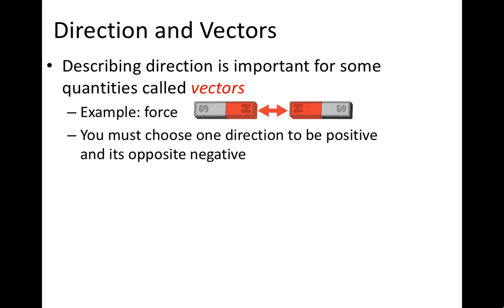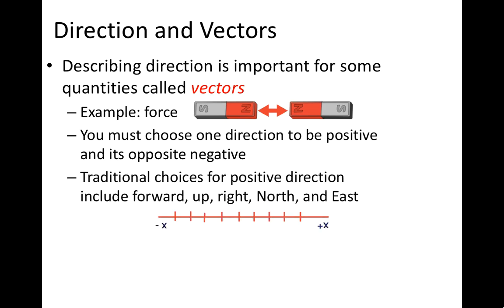When describing the direction of a vector quantity in one dimension, we'll typically assign vectors in one direction to have a positive sign and vectors in the opposite direction to have a negative sign. Which direction you select as the positive direction is really up to you. However, unless there's a clear advantage to choosing a particular direction as positive, you should generally use the traditional choices for positive direction. These include forward, up, right, north, and east.